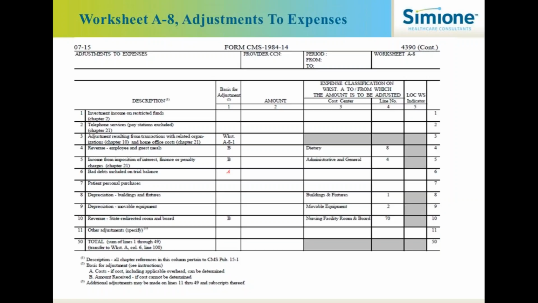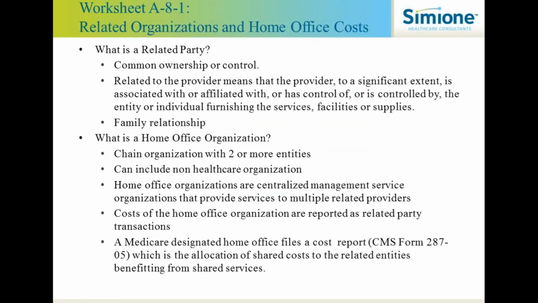Moving along, I'm just going to briefly talk about worksheet A-81. Again, this is for related organizations and home office costs. This is where you report those costs and identify those costs.